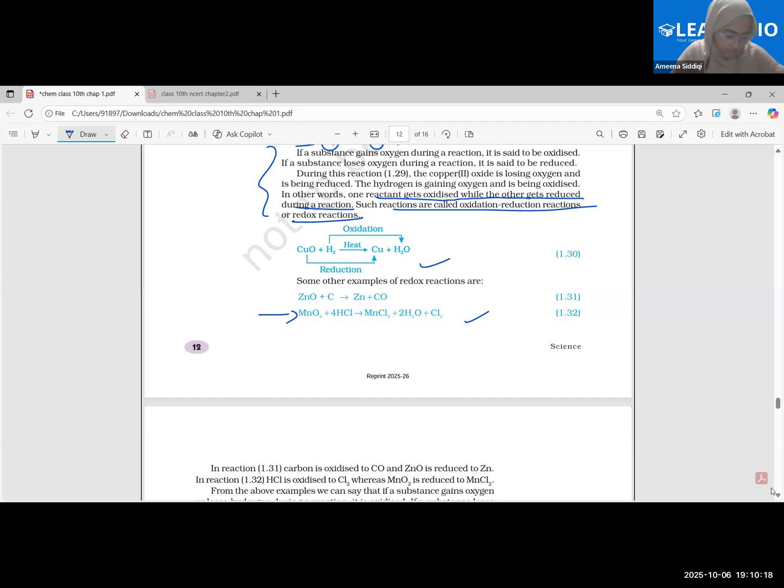Go through it. It's important. Hydrogen, oxygen. MnO2 is oxidation, Mn, and HCl is reduction. Okay.